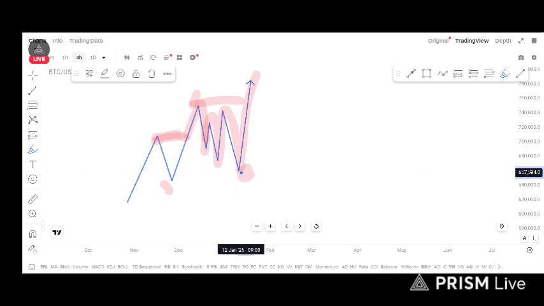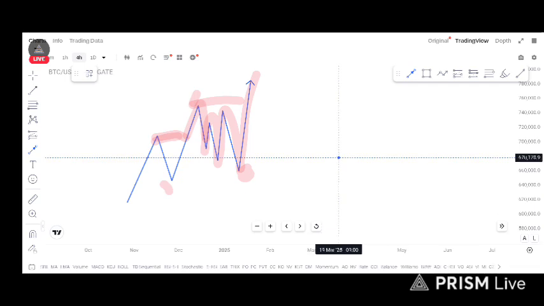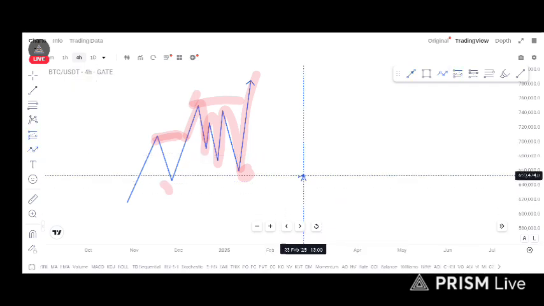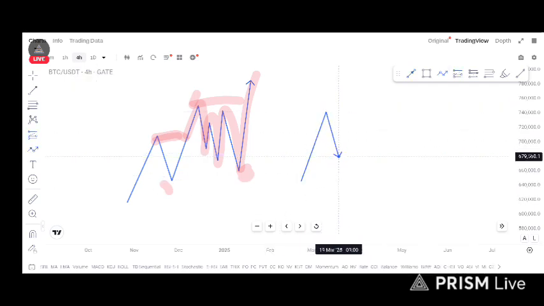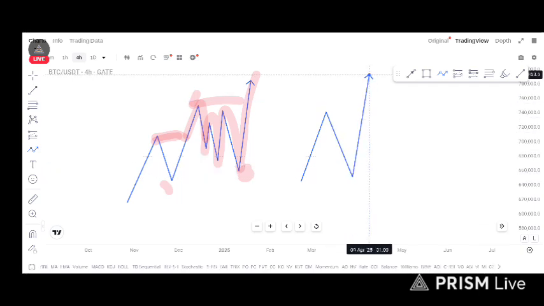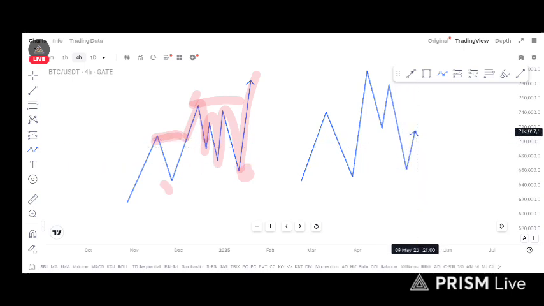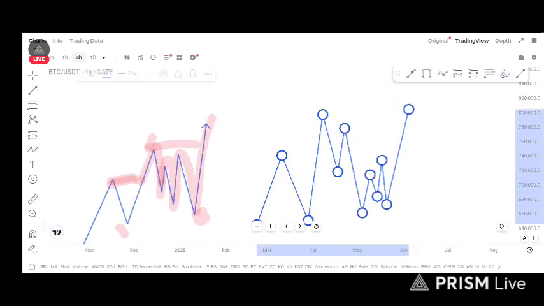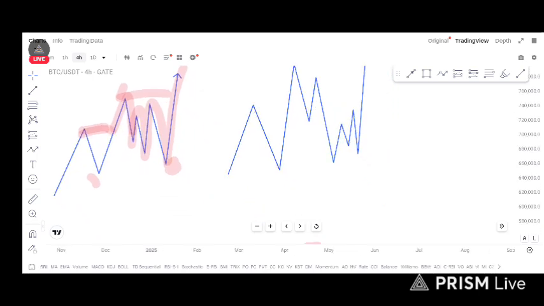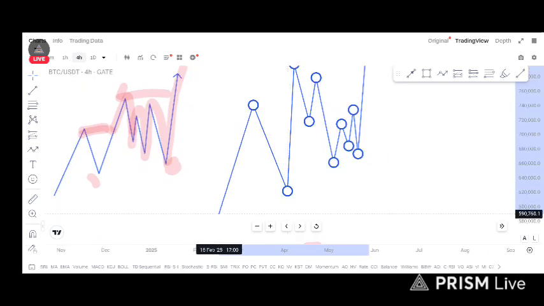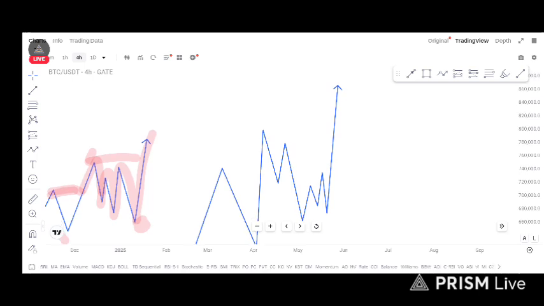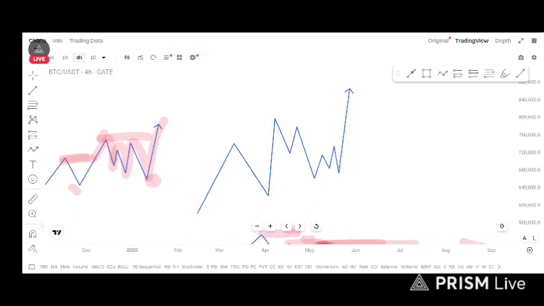Okay, let's give another example. Let's make it more realistic. Let's say we have something like this. We've created a high, and now we have something like this before breaking structure. So in this scenario, where do you think is going to be your low, your lower low?